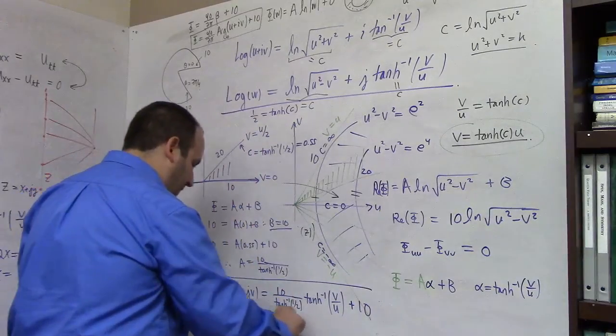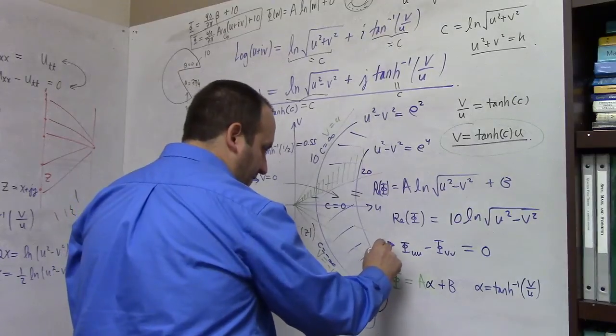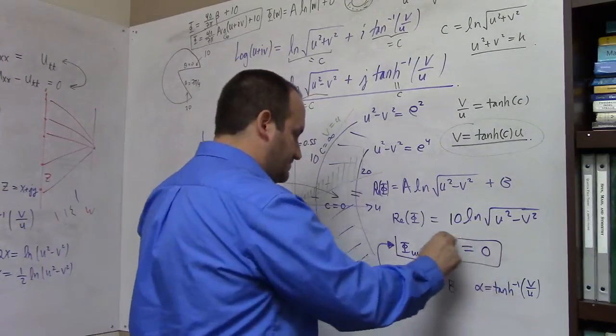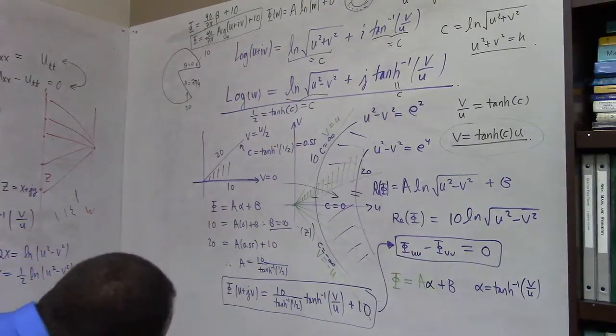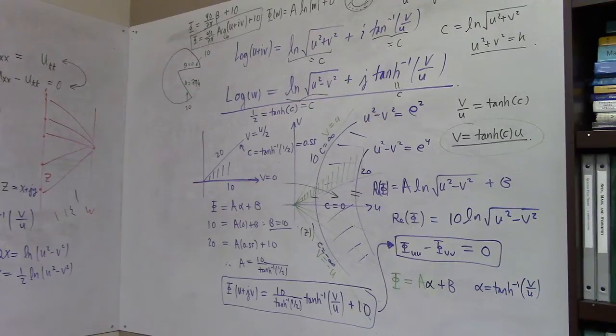That is a function that solves this equation. And you can see here, if you put v equals u over 2, you get the inverse hyperbolic tangent of 1/2 upstairs and downstairs, and they cancel. You get 10 plus 10 is 20. And the inverse hyperbolic tangent of 0 is 0, so you get 10. So you see we've solved that problem there in that sector.